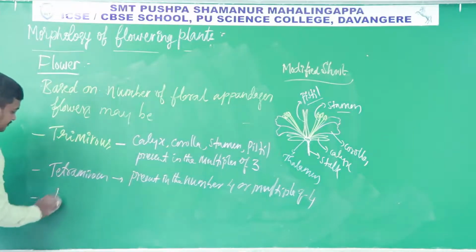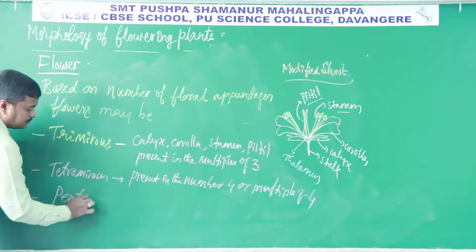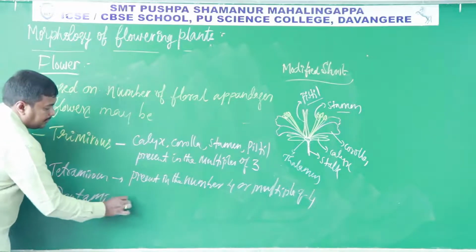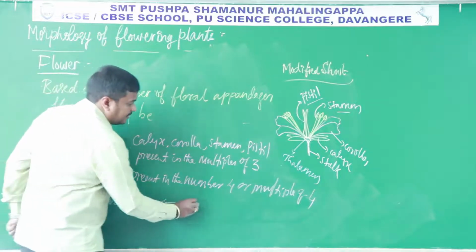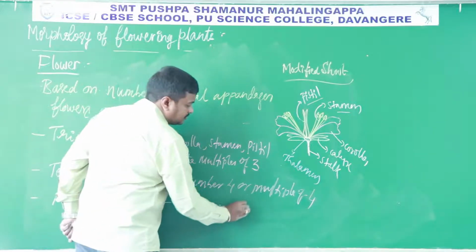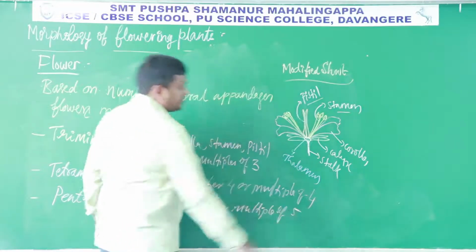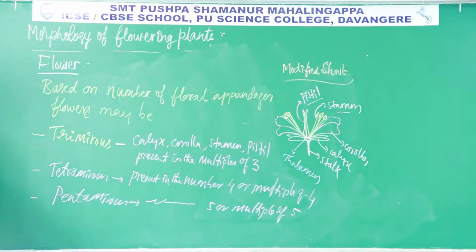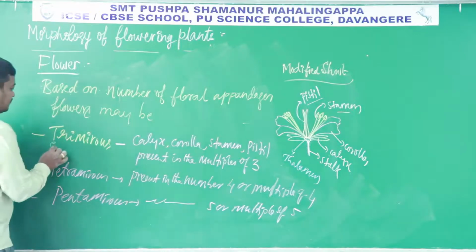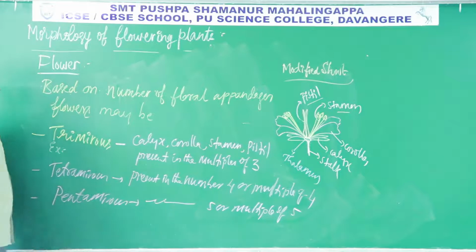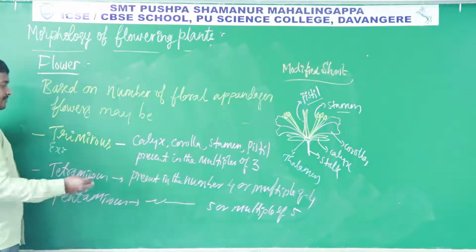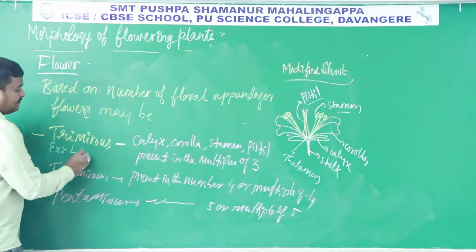Then pentamerous, present in the number of 5 or multiple of 5. Sepals 5, petals 5, stamen 5, pistil 5. Then we say multiples of 5. So usually trimerous flowers can be observed in monocots. Much of the monocots have it. So give an example for that, trimerous lily flowers.